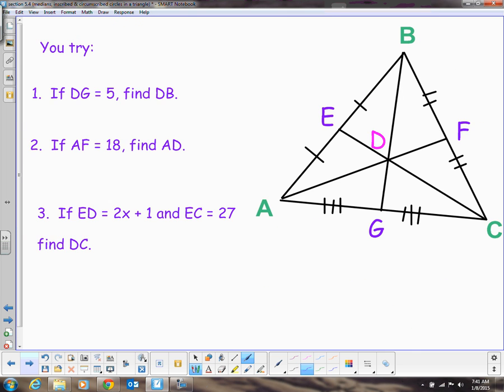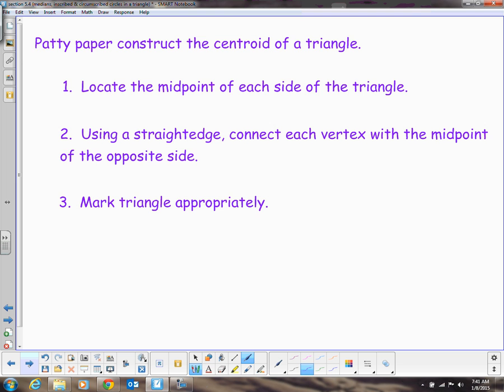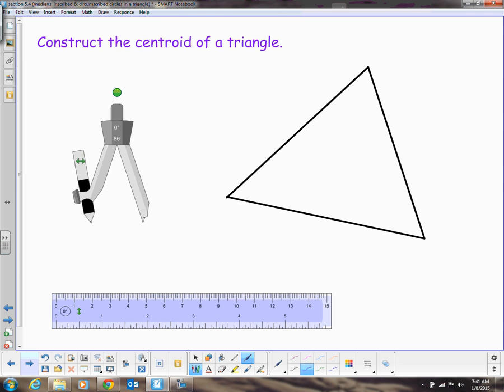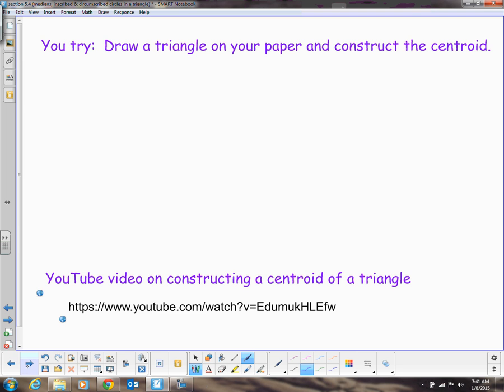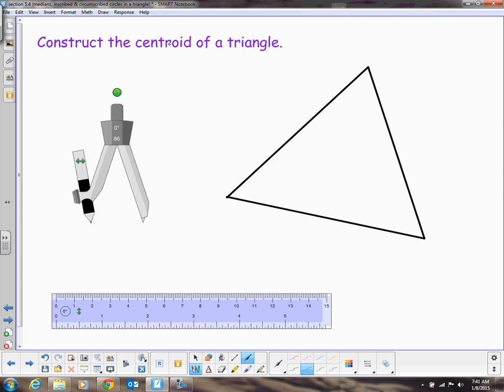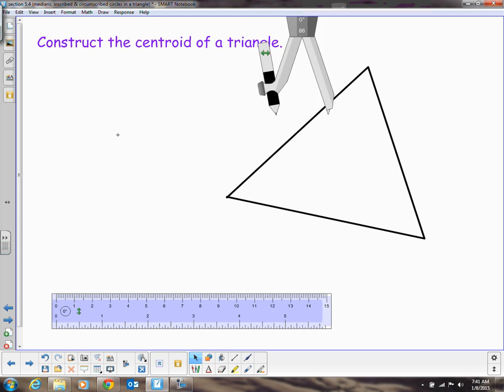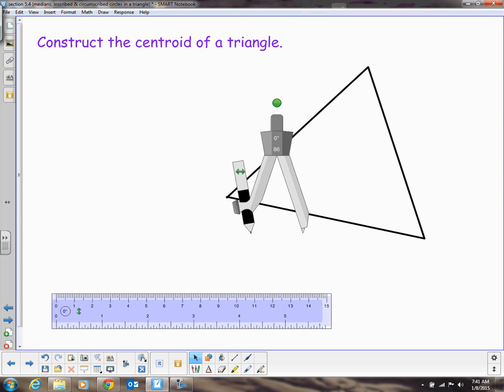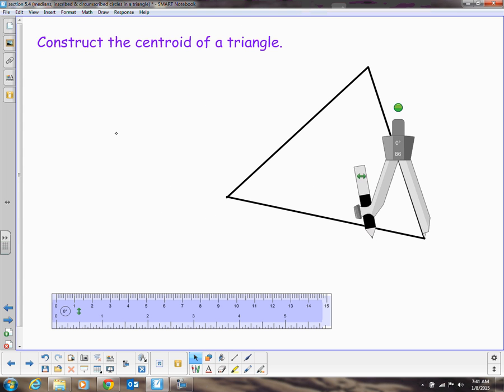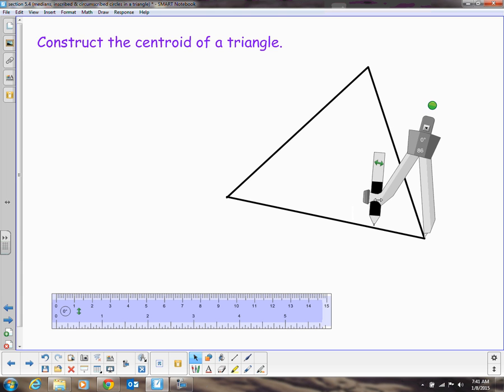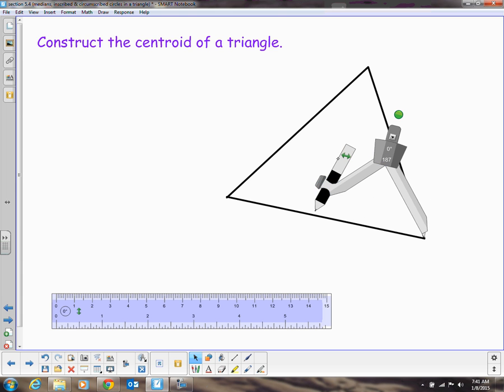Do I have more? You try, and then what are we going to do? We are not going to construct. Maybe we do need to construct. If we have to construct the centroid, what do I have to find each time? If I want the centroid, what do I need on this side? I need the midpoint. So to find the midpoint, that is our perpendicular construction, correct?